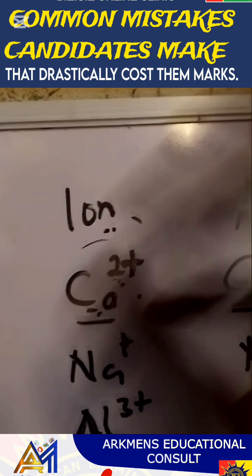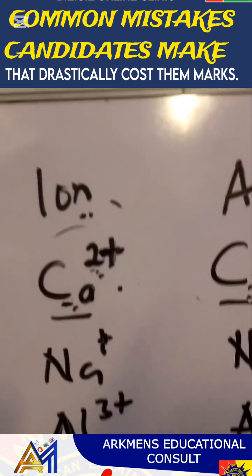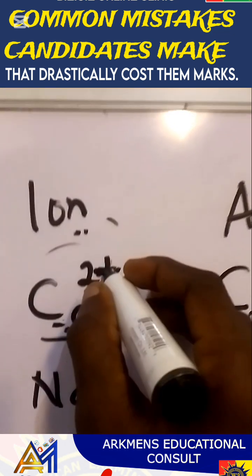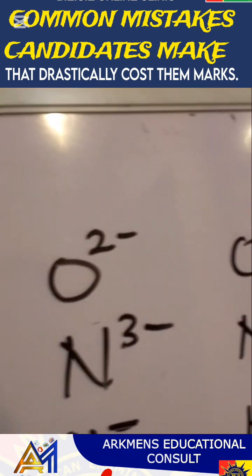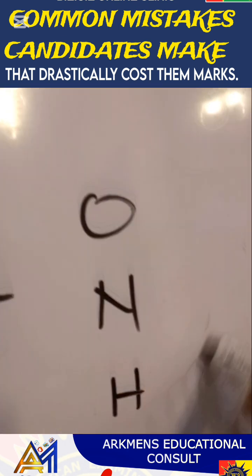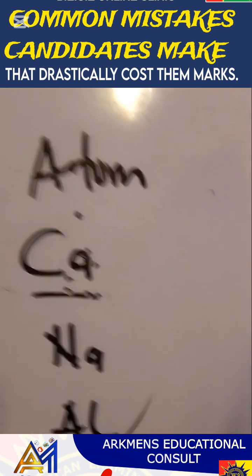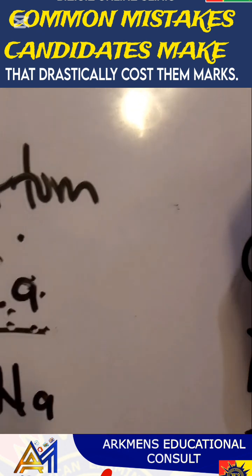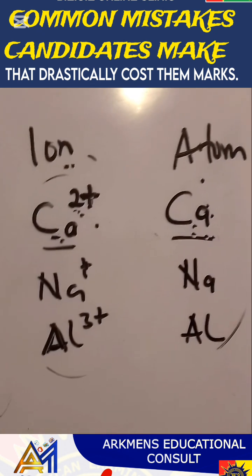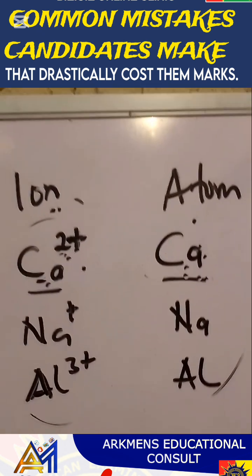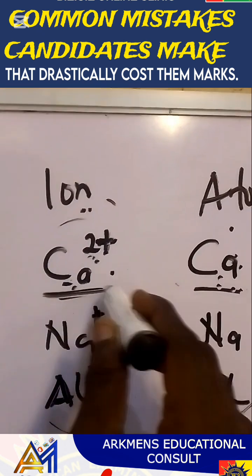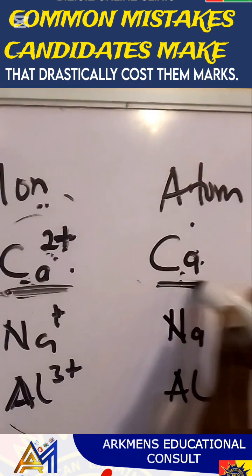So they can mix it together, but always check the one that has the sign, either positive or negative here. Either positive or negative is an ion. But if it does not have any sign or charge on it, it is the atom. So you always have to take note of it very well. It's very important. Next, this is an ion. Why is it an ion? And this is not an ion.